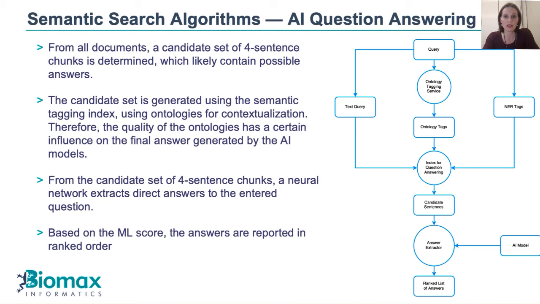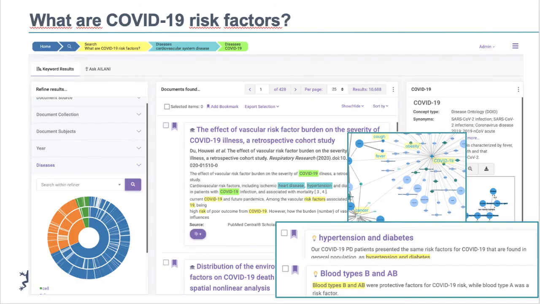So with Vilani, we can ask questions like, what are COVID-19 risk factors, as an example here. And on the left, we can refine your answer by using domain-specific refiners from the disease ontology here, and refine your documents which you have identified, explore your answer within the network, or obtain direct answers to your questions like hypertension.